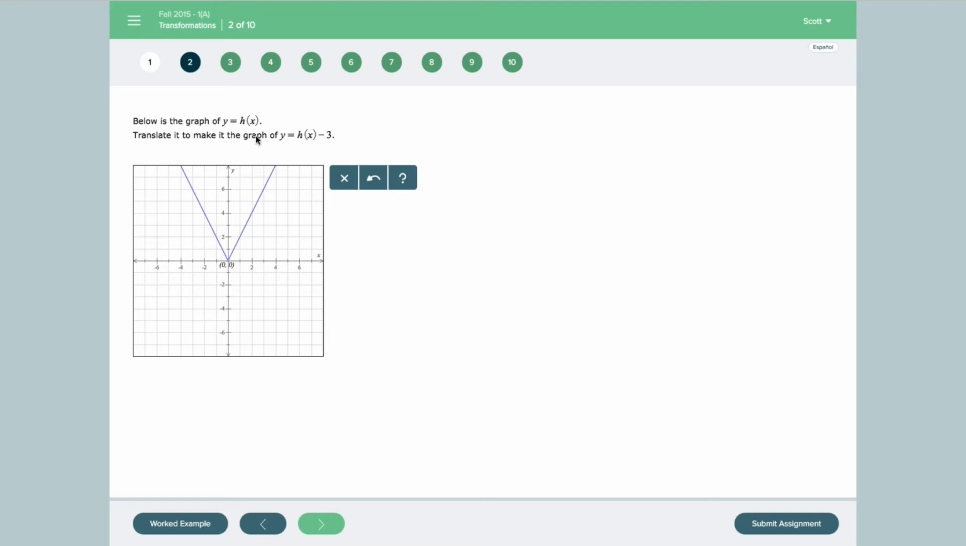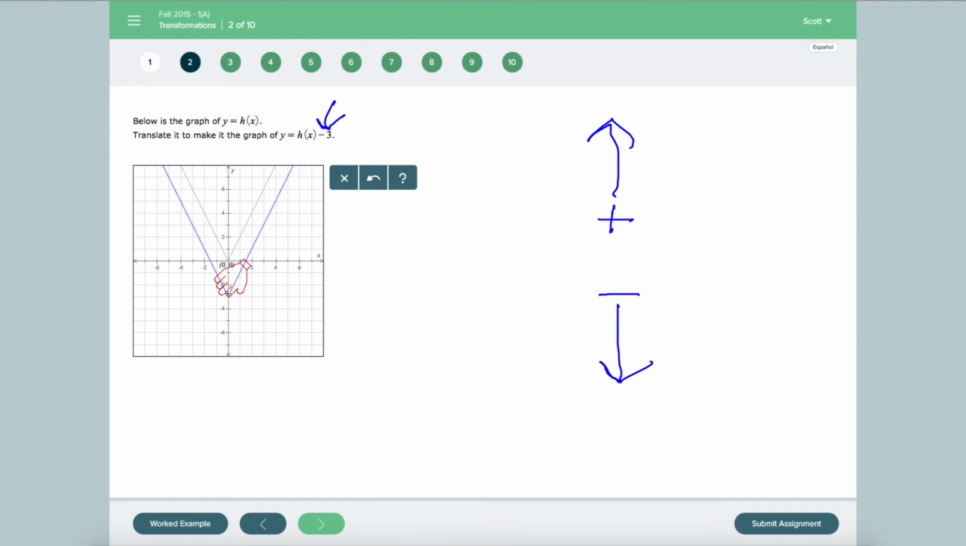Now here, we're translating the graph, and we see right here that it's outside the parentheses. Okay, so outside means we're moving up or down. Up or down. And just think of it as the y-intercept. If you add a number, it's going to go up. If you subtract a number, it's going to go down. So in this case, I'm subtracting, so it's going to go down 1, 2, 3. Instead of being a 0, it's now going to be negative 3.